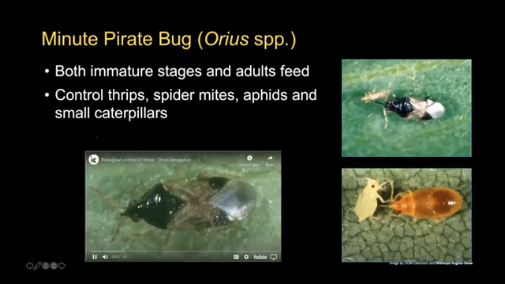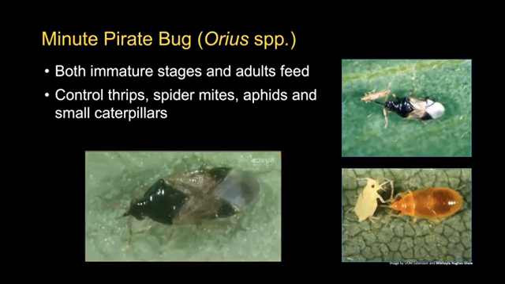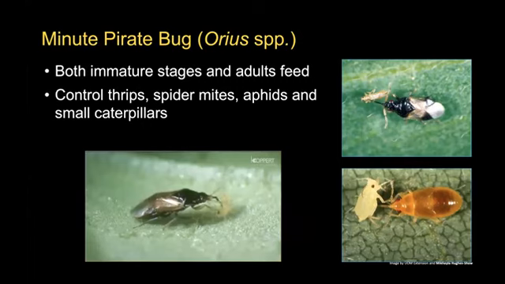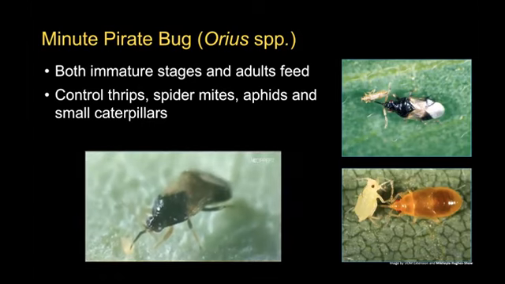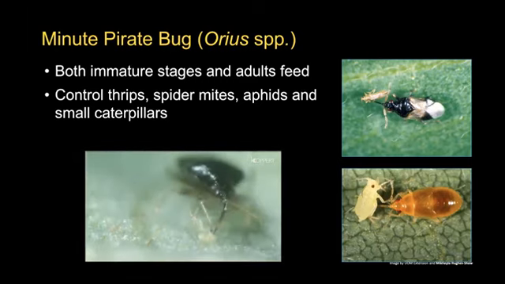Next, just like the green lacewing, minute pirate bug is another beneficial insect which also sucks out the content of this pest. They use this beak-shaped mouth part called stylet, and they insert that in the body of the pest and suck out all the content and eventually kill them. They control thrips, spider mites, aphids, and small caterpillars.